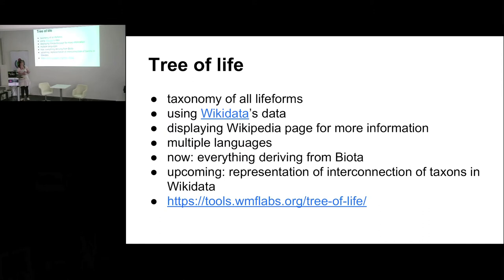So the Tree of Life is basically the taxonomy of all life forms in a tree. That's with the data of Wikidata. While you have that tree on the one side, you always have more information in the Wikipedia page, and another panel I'm going to show you. And since it's Wikidata's data, which is super nice for this kind of thing, you have them instantly multilingual, which I used. I'm not very good in biology, I just thought that was a nice project, and that's interconnected, so you can show something.